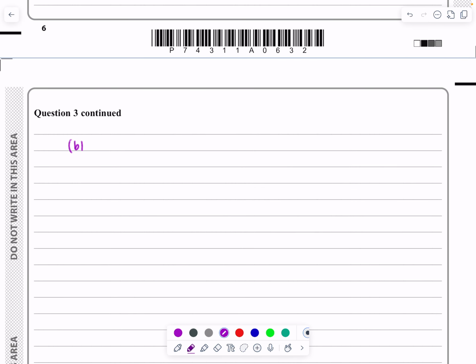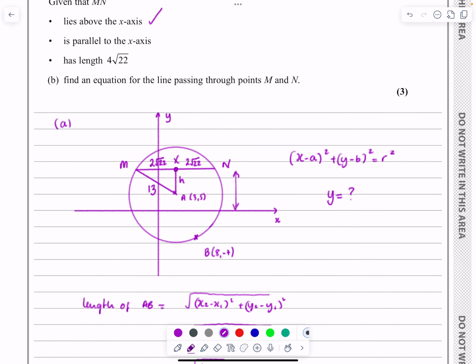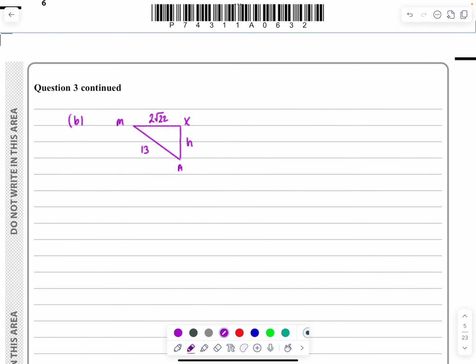So if I'm going to do that, let's explain that to the examiner. Part B, let's just draw that triangle out again here. So what we're saying is, I'm trying to work out this height h here. I know this is 2√22, and I know this is 13. This is AM. Let's just call that x. Let's go back and put x maybe on my diagram here as well. So if I want to work out what h is, it's just Pythagoras, isn't it? So h² is going to be 13² - (2√22)². So h² works out to be equal to 81, which means h works out to be equal to 9.